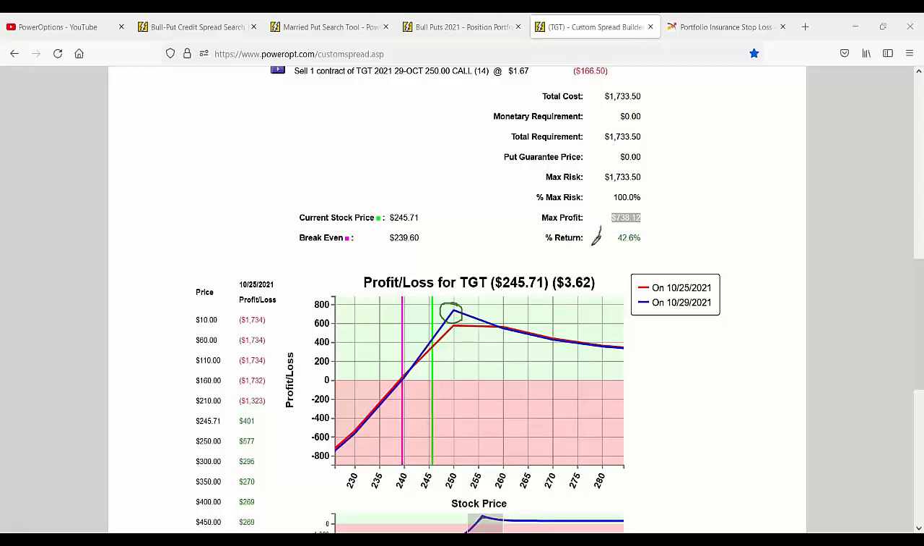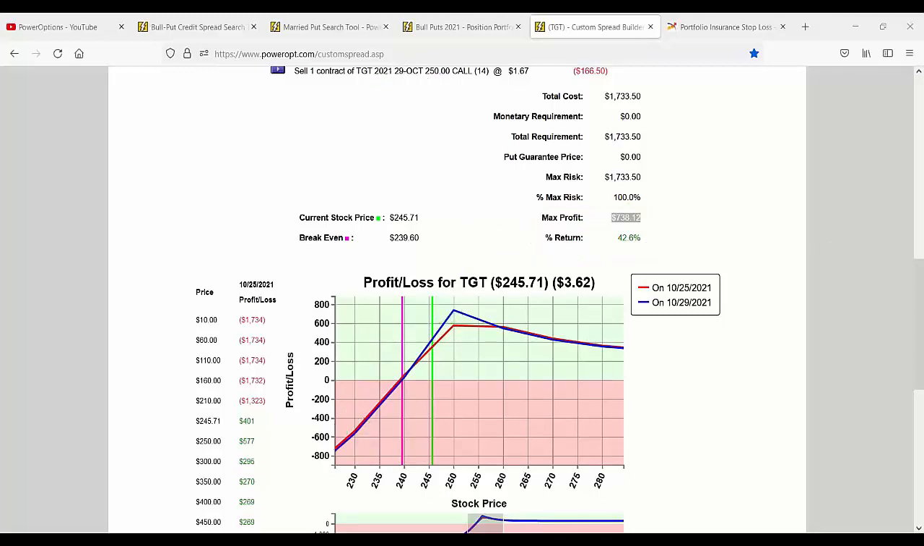This is showing me that this is the projected return if the stock's trading right at 250 on October 29th expiration, the date of our sold call. Okay? This is a theoretical return based on the Black-Scholes pricing model. The Black-Scholes model shows us what the long call value would be worth if the stock is trading right at 250 on October 29th, 14 days from now.